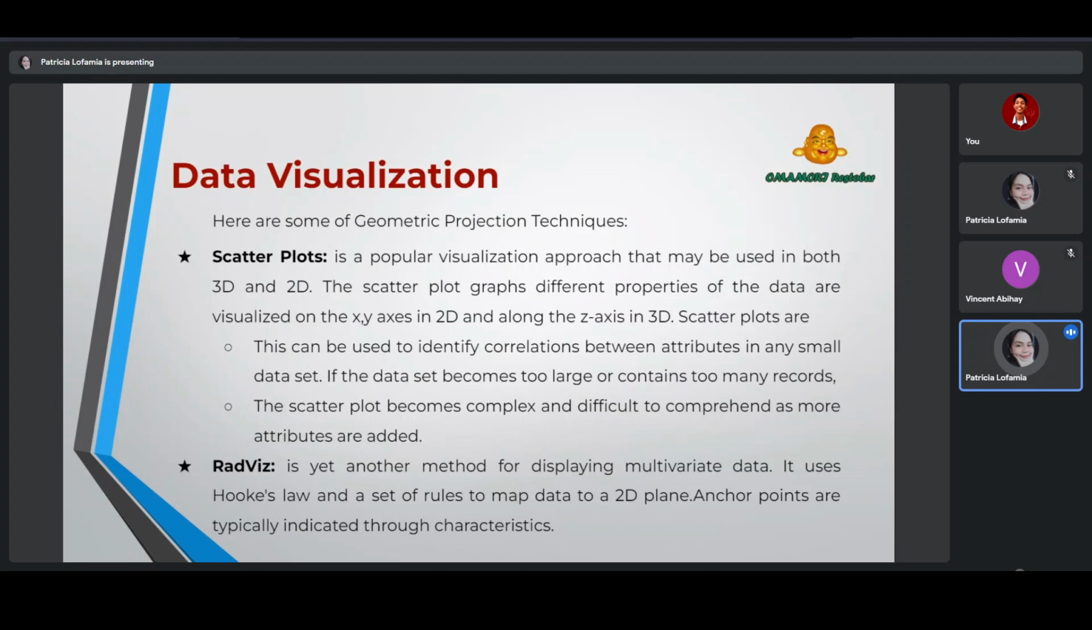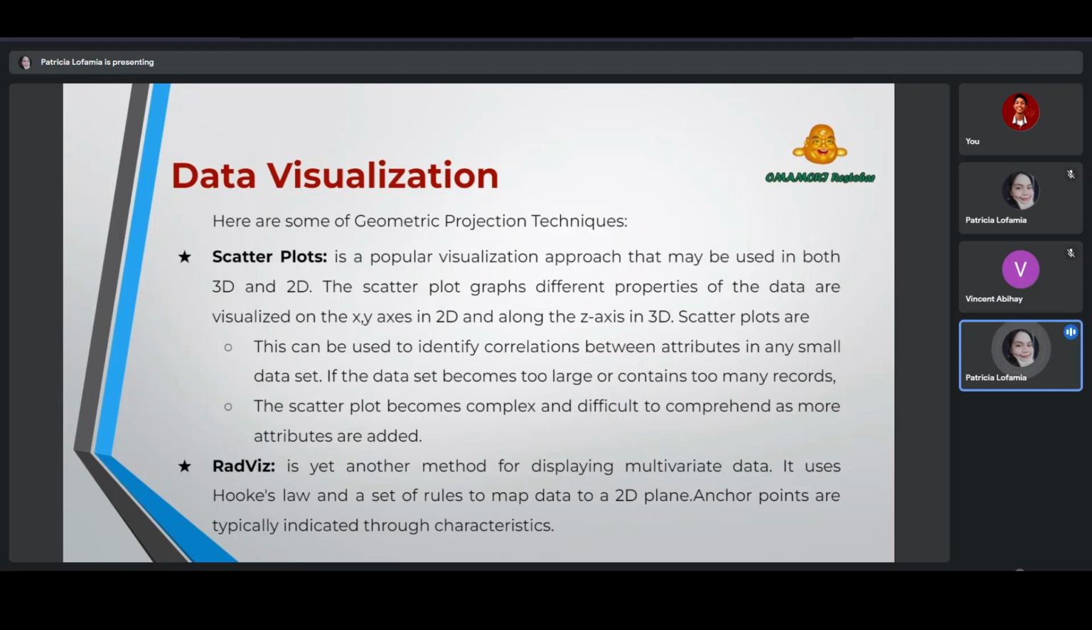First, scatter plots is a popular visualization approach that may be used in both 3D and 2D. The scatter plot graphs different properties of the data that are visualized on the XY axis in 2D and along the Z axis in 3D. Scatter plots can be used to identify correlations between attributes in any small dataset. If the dataset becomes too large or contains too many records, the scatter plot becomes complex and difficult to comprehend as more attributes are added.